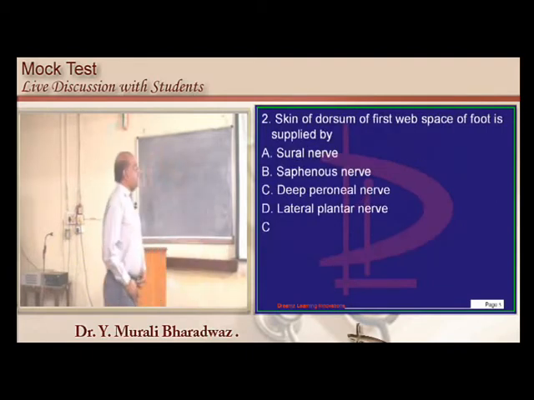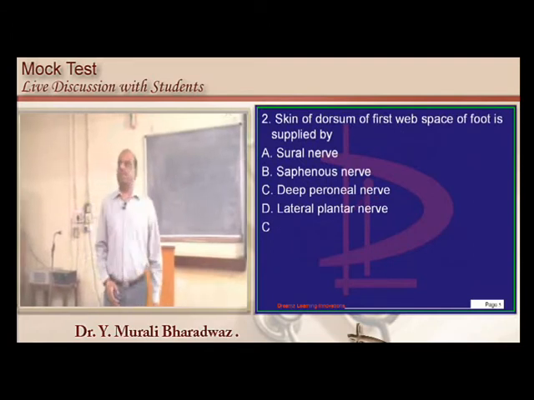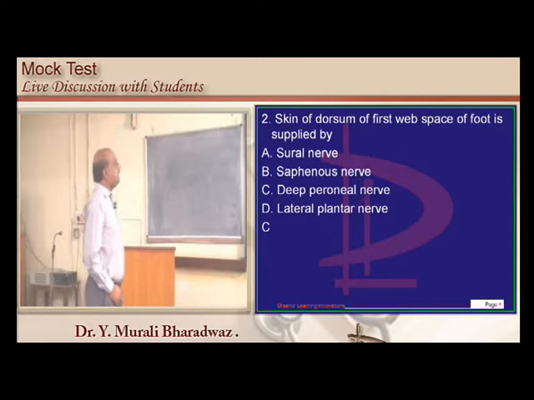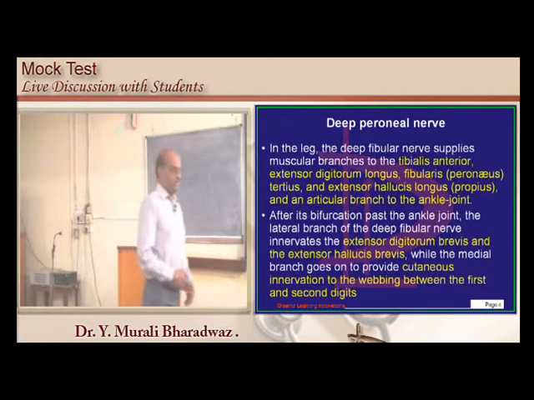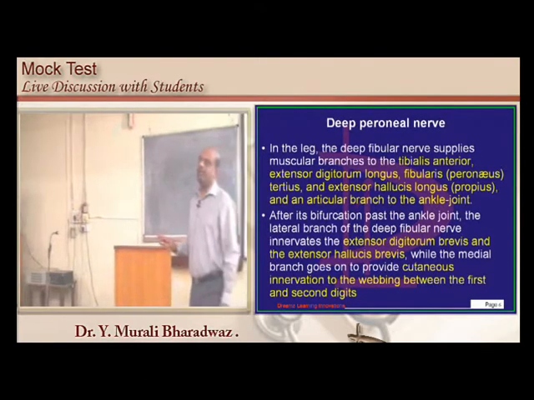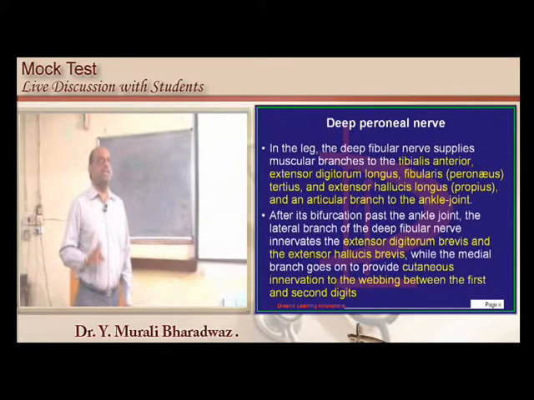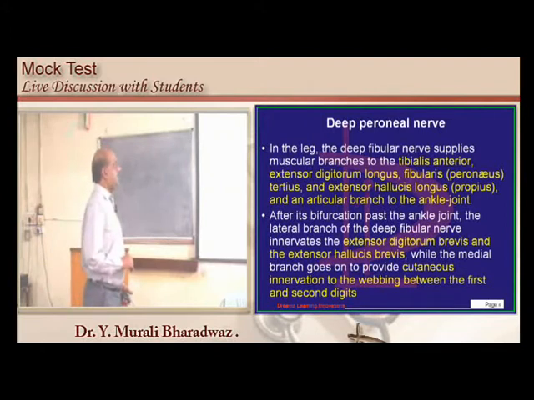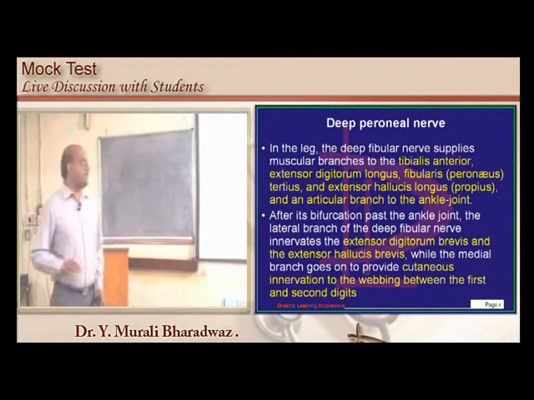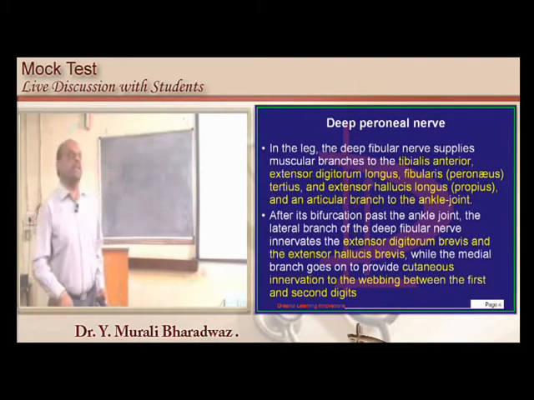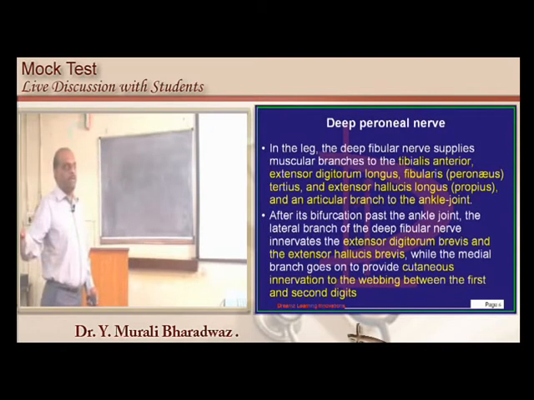The first web space of the foot, this is one of the favorite questions of the examiner, is innervated by the deep peroneal nerve. Everything about the sciatic nerve and its branches, you should be 200% sure. One question generally comes. Tibialis anterior, extensor digitorum, fibularis, etc., they are all innervated. Even the web space between the first and second toe is also innervated by the deep peroneal nerve.